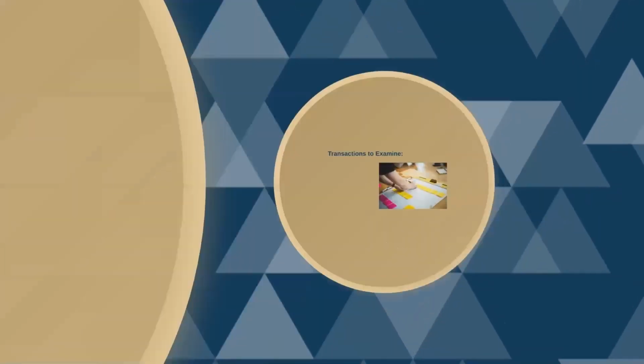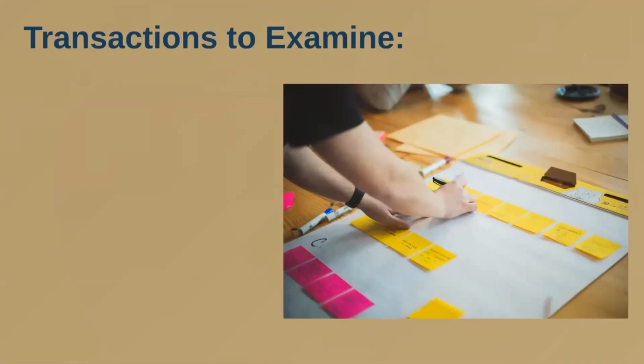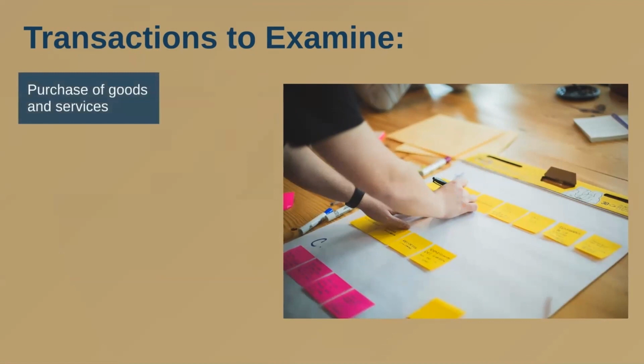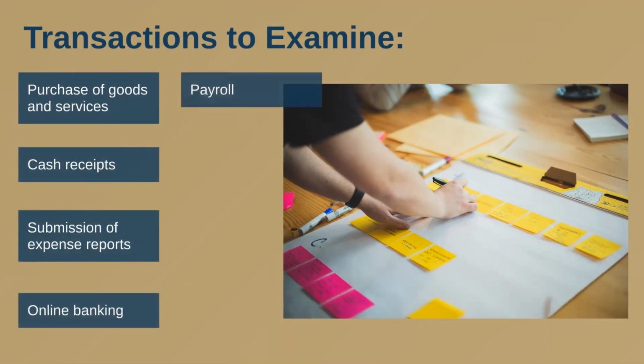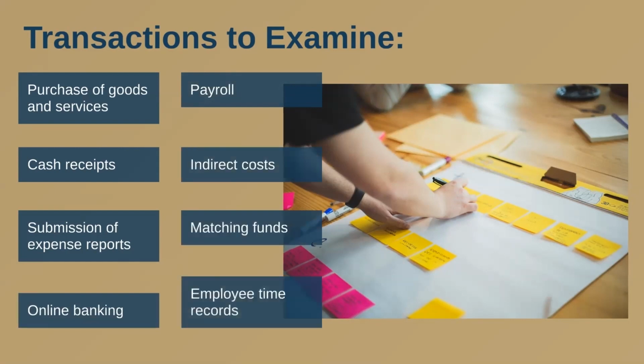Transactions that you might want to examine in your current process and control designs include purchases of goods and services, cash receipts, submission of expense reports, online banking, and payroll. You may also want to pay special attention to indirect costs, matching funds, and employee time and effort records. These are areas that have been identified as posing enhanced risks for fraud and other misuse scenarios.